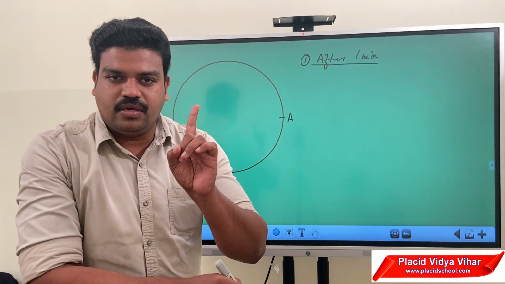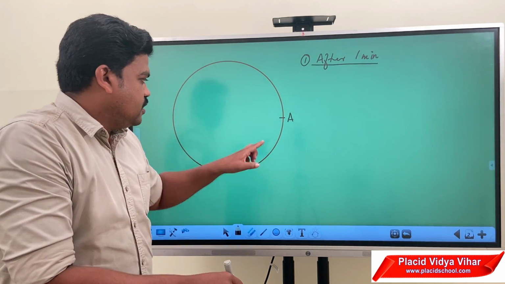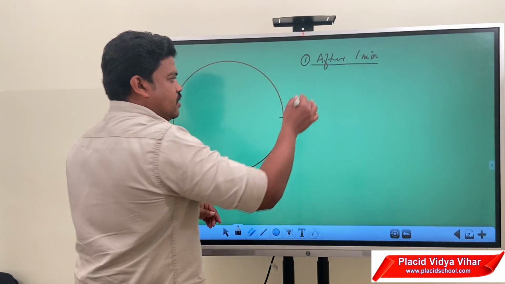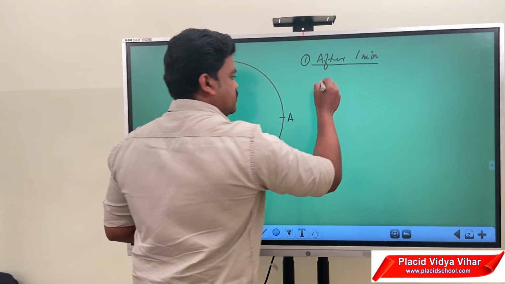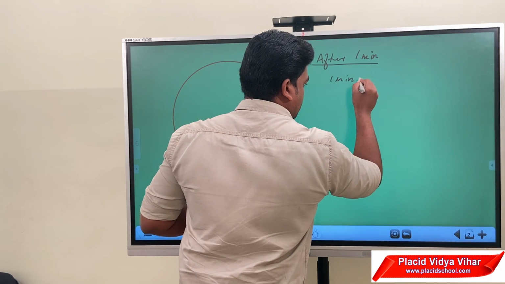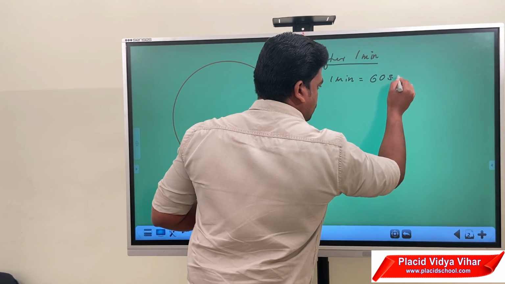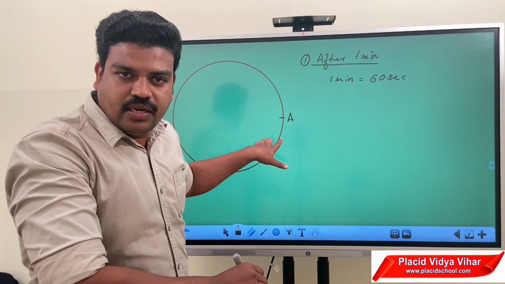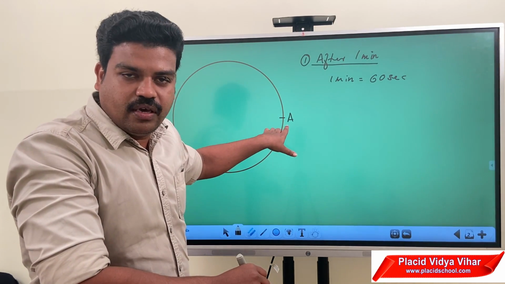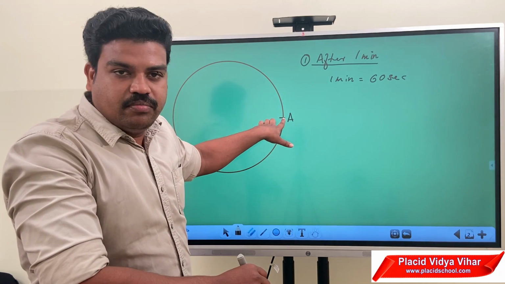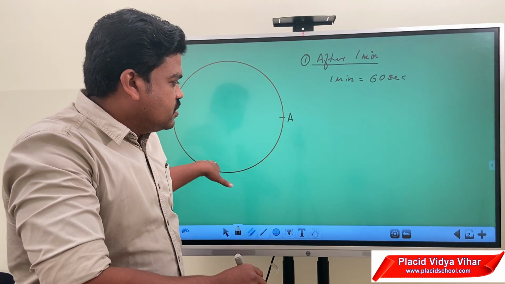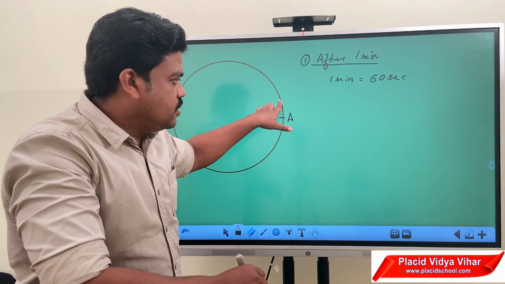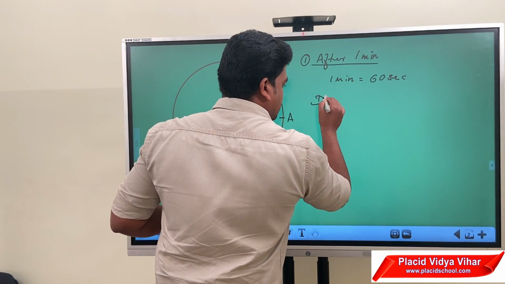After 1 minute means in each 20 seconds he can complete one circular track. That means after 1 minute, which is equal to 60 seconds, he covered 3 times. Starting from A, after 20 seconds he came to A, and after the next 20 seconds he again came to A, and after the last 20 seconds he again came to A. That means displacement is equal to 0.